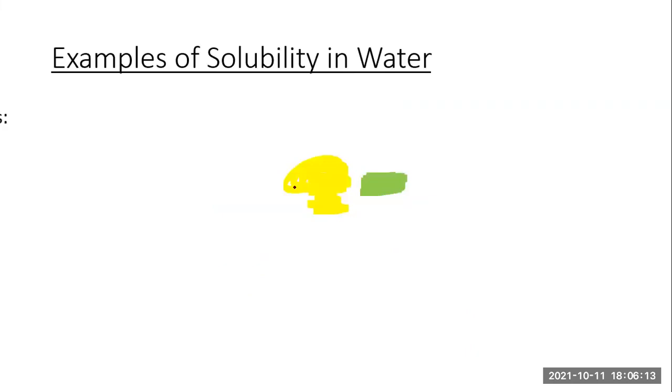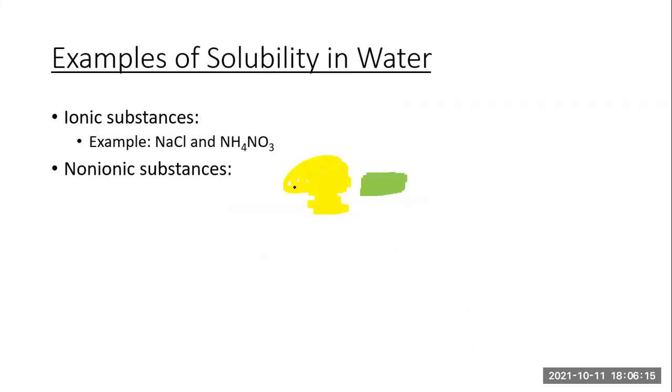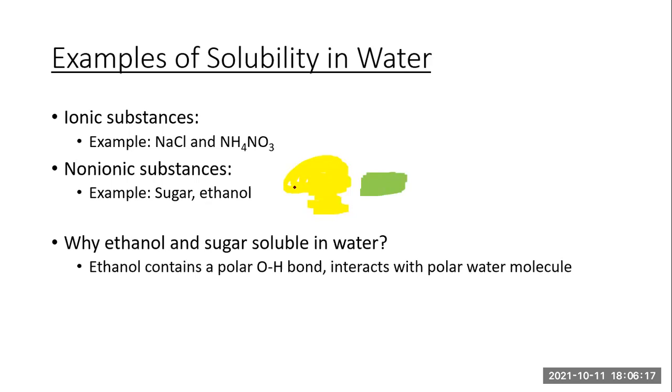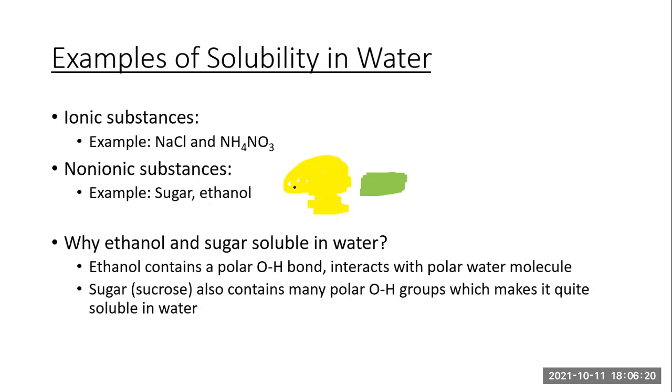So let's talk a little bit about solubility in water. There are certain things that are soluble in water, and certain things that are not so soluble in water. But we'll start with the stuff that is soluble in water. Anything that's ionic, like I mentioned before, things like sodium chloride, ammonium nitrate, are definitely soluble in water for that reason. In water, they break apart into ions. And again, they all get surrounded by the water, either the positive side or negative side.